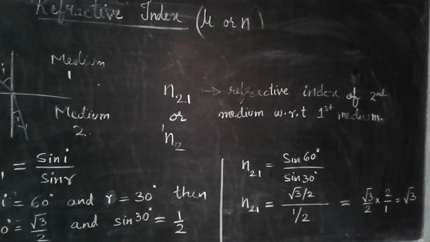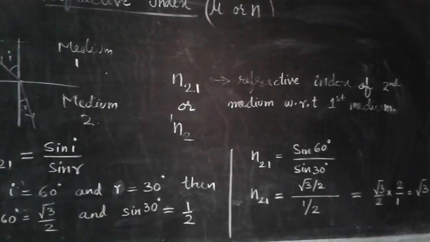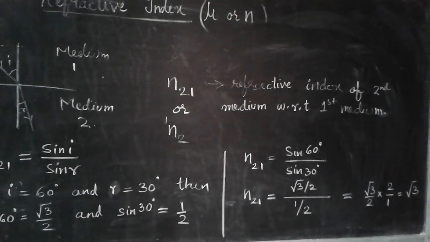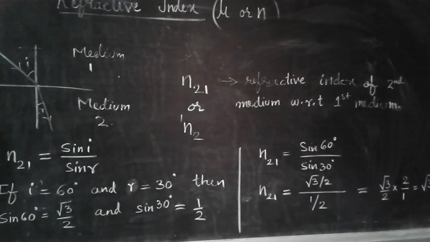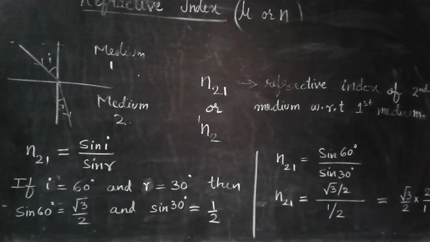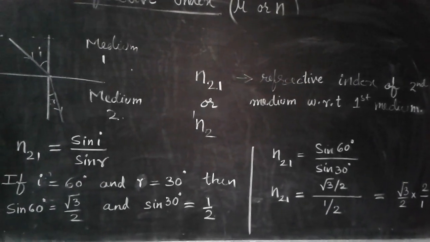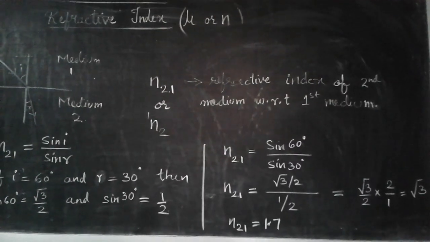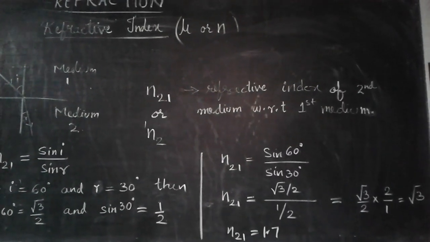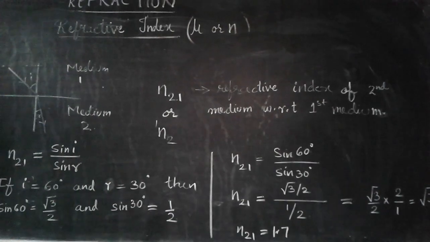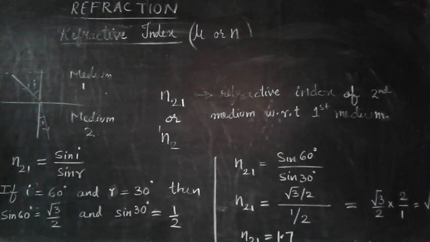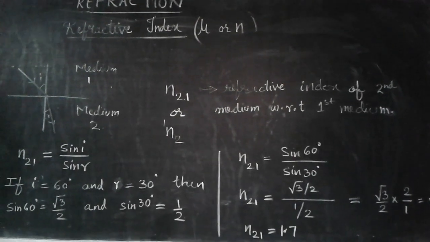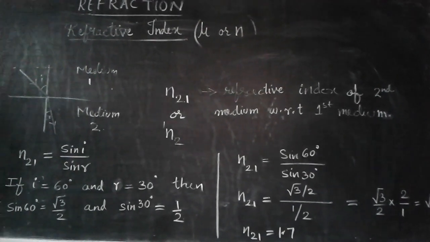the value of n21 comes out to be root 3. Root 3 is 1.732. So the refractive index of the second medium with respect to the first medium will come out to be approximately 1.7. Now you can see that the value of n21 comes out to be 1.7, and it does not have any units since it is the ratio of two sines. That's why it does not have any unit.